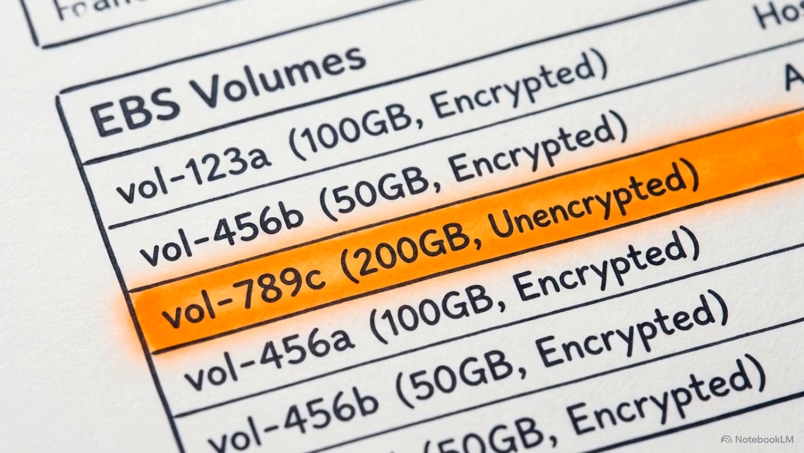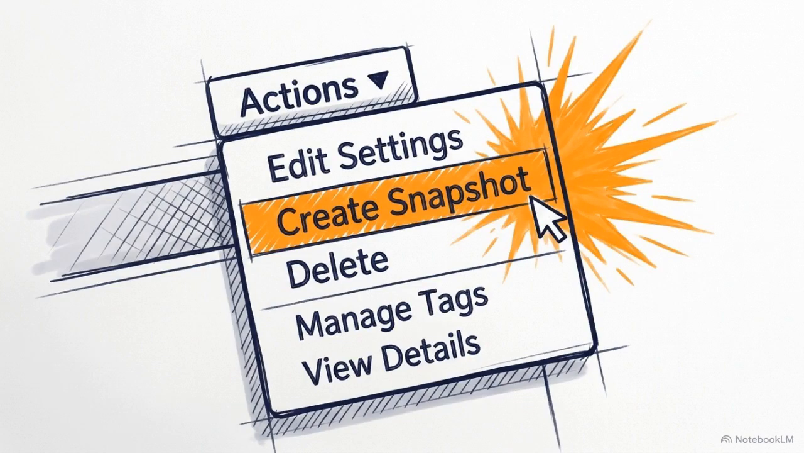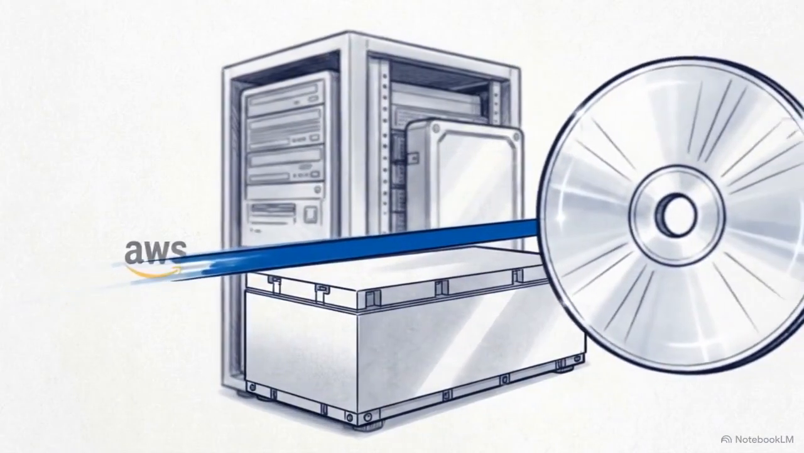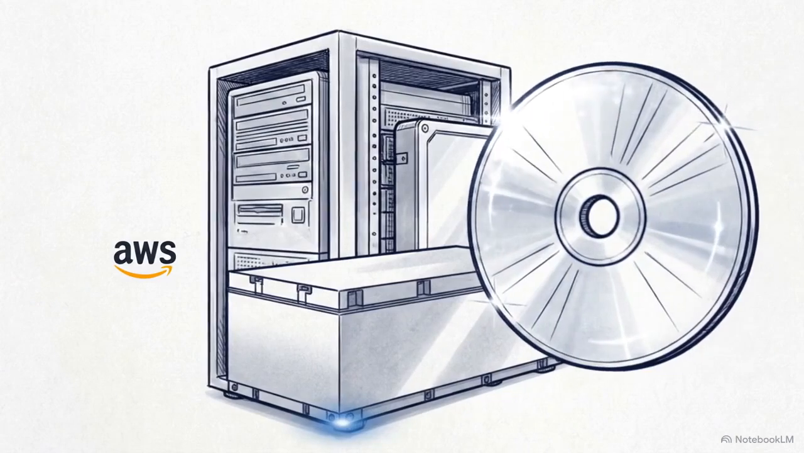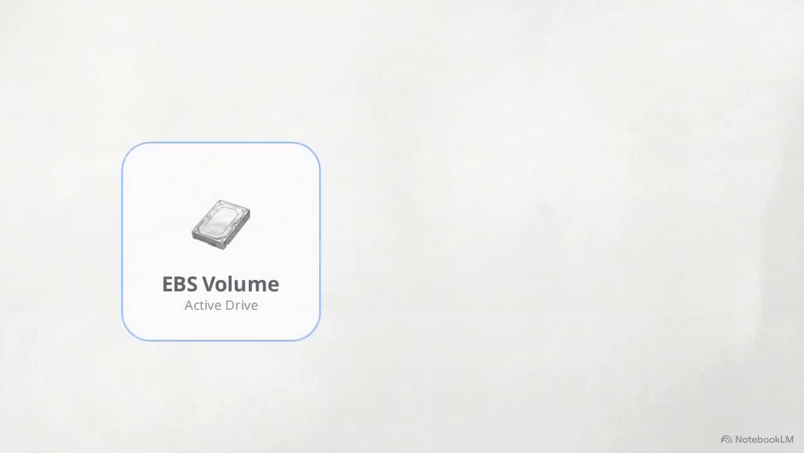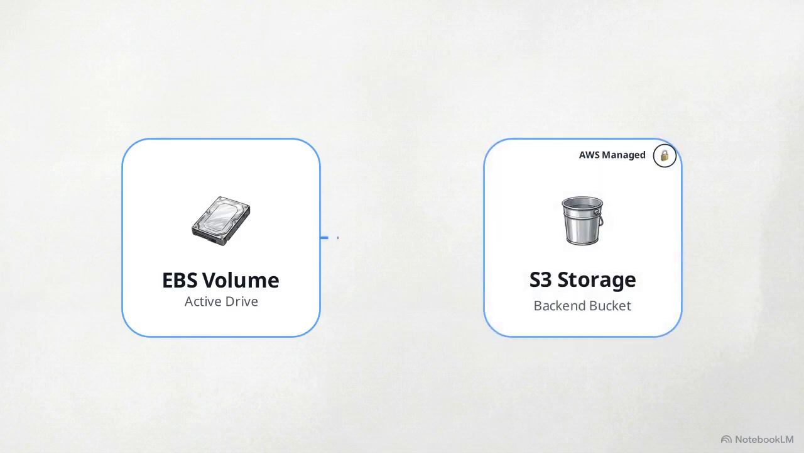In the EBS Volumes pane, locate your target unencrypted volume. Select the volume, open the Actions menu, and trigger the Create Snapshot command. An EBS snapshot is a strict point-in-time copy of the drive, capturing the precise state of the data exactly when the command registers. Behind the scenes, AWS relies on its backend storage for this operation. The actual physical destination for your snapshot data is an S3 bucket.